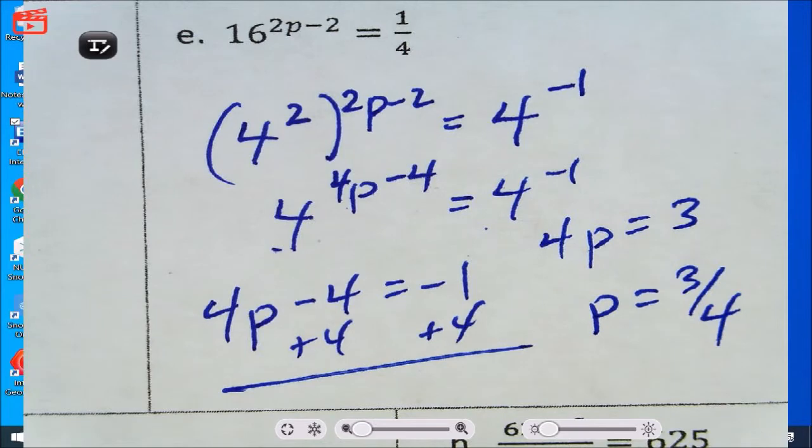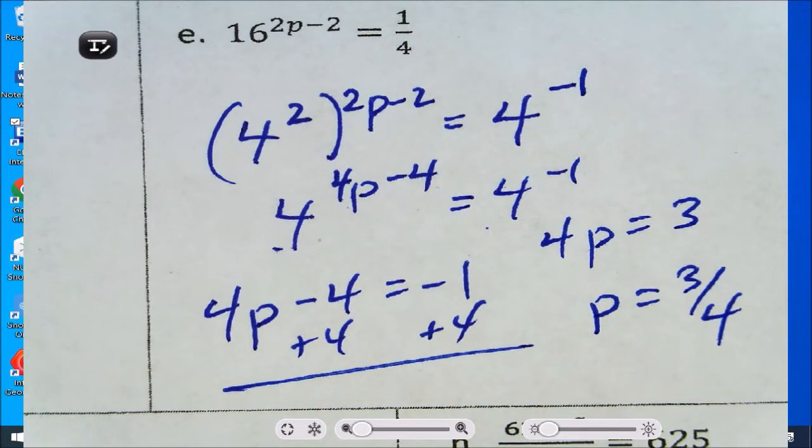Are most of these going to be fractions? Yes. That's not a question.